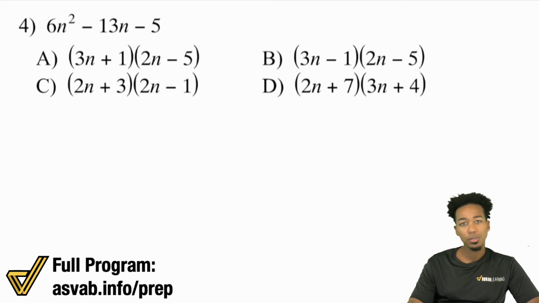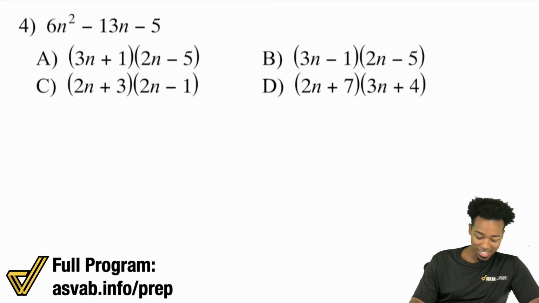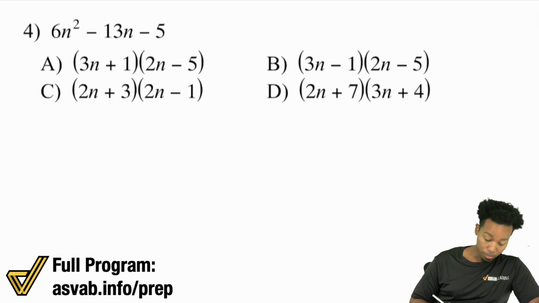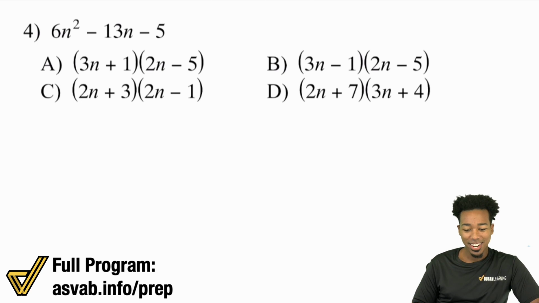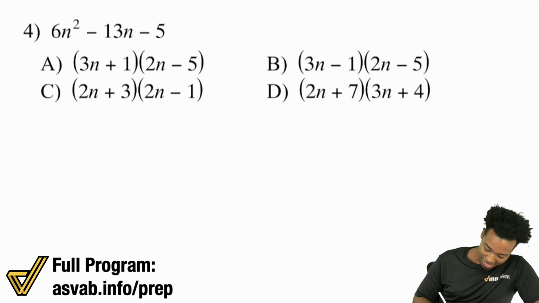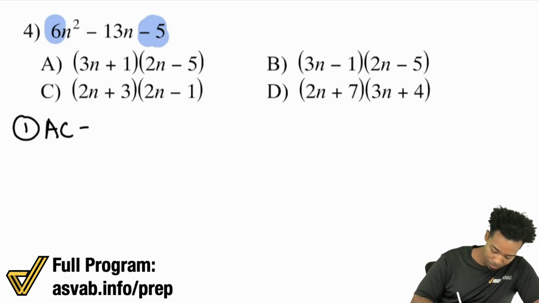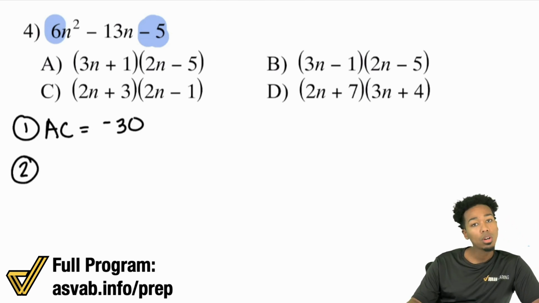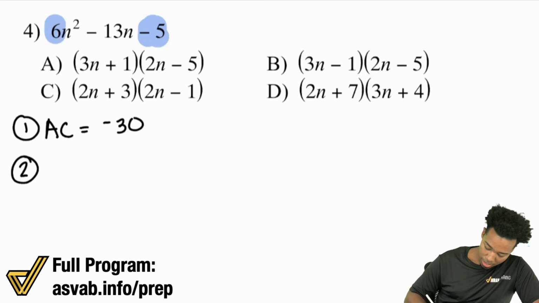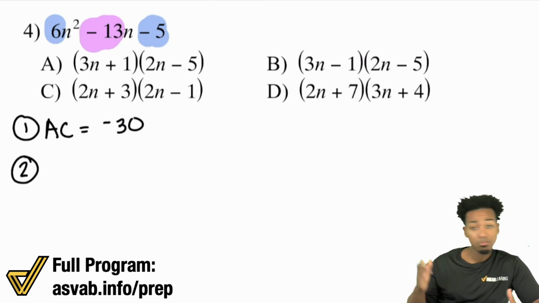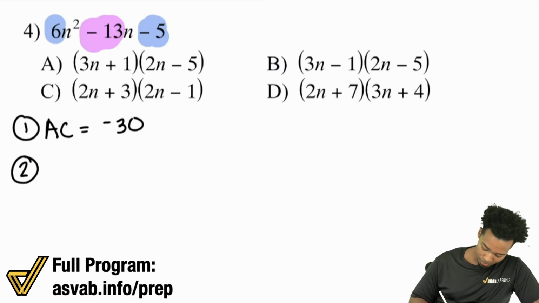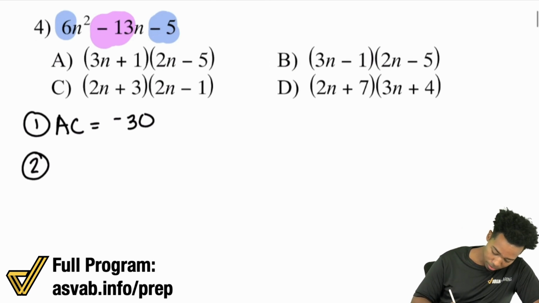Number 4. I'll do this one and one more and we're done. So here we have 6n squared minus 13n minus 5. So here's what I'll do next, my math party people. What I see here is that we have 6 and negative 5. 6 times negative 5. So step 1, AC equals negative 30. Step 2, we're going to go ahead and find the factors of negative 30 that add up to negative 13. Plain and simple. So here we go. So negative 30, let's go ahead and do that here.